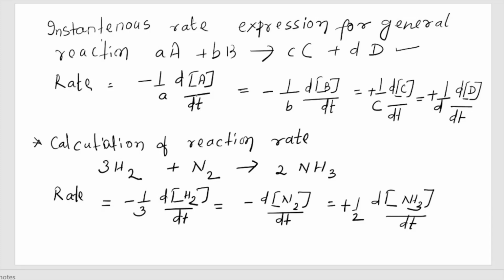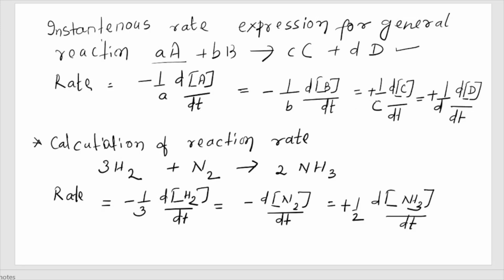Here you observe small a is there. Small a means what you will do? Minus 1 by A. What is minus? Minus means decreasing concentration. So that is for reactant, you should give a minus sign, negative sign. So for B, it is 1 by b, and it is a minus sign because it is also a reactant.